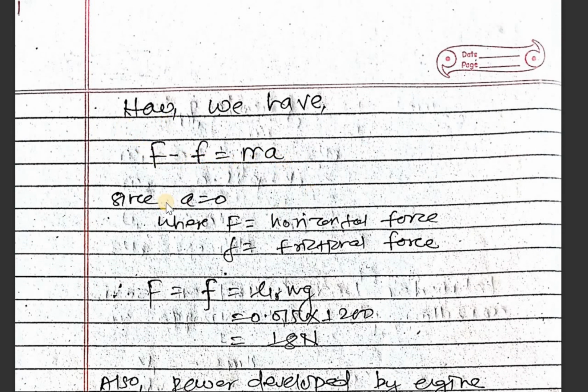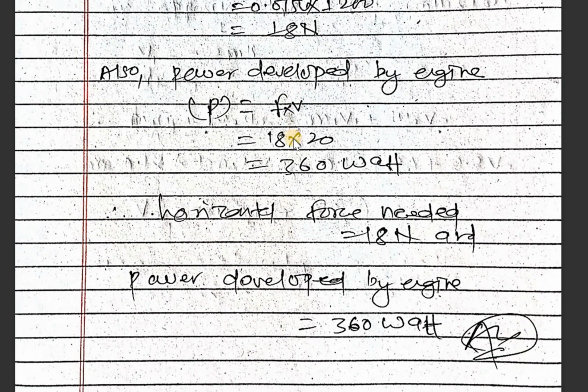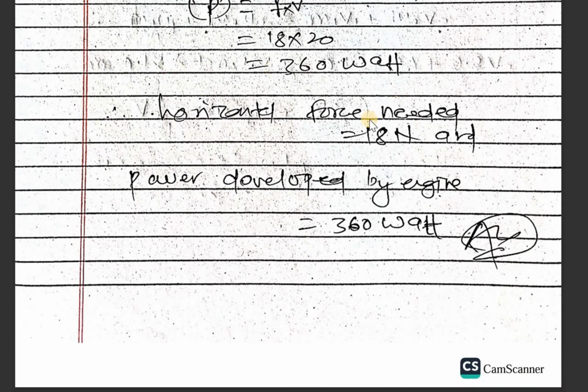We know F minus f equal to ma equal to 0, where F equal to horizontal force, and small f equal to frictional force. F equal to f equal to mu r mg. Mu r equal to 0.015 into 1200, that is 18 Newton. And power developed by the engine, P equal to F into v. So 18 into 20, 360 watt, and horizontal force is 18 Newton, and power developed by the engine is 360 watt.